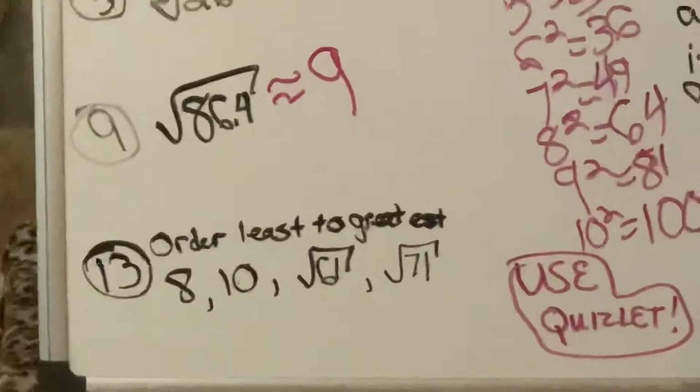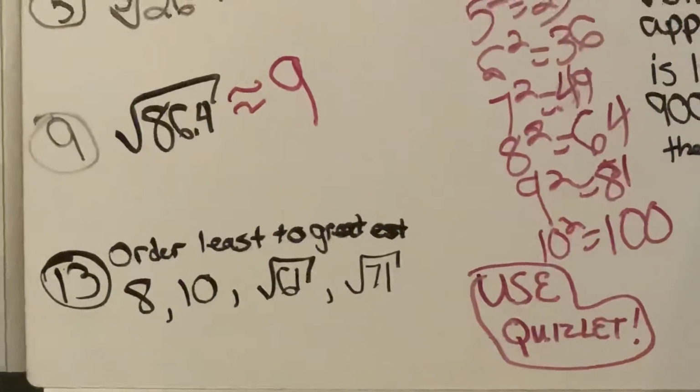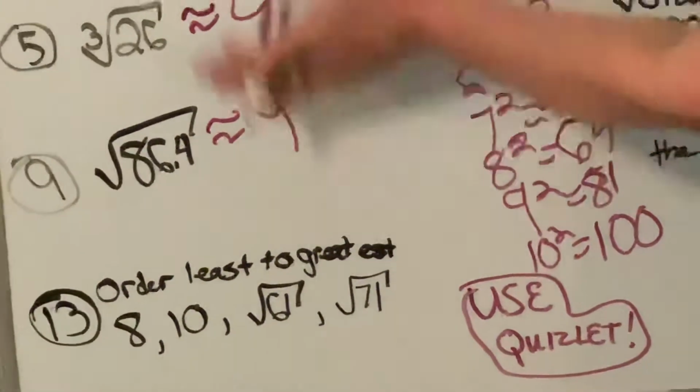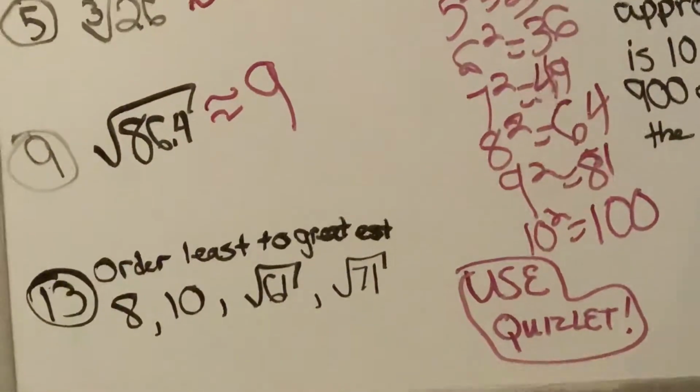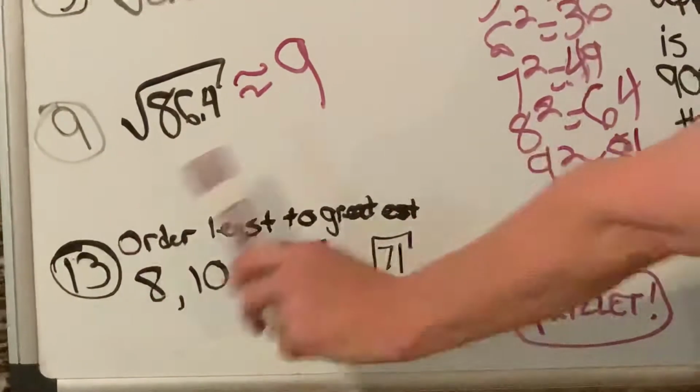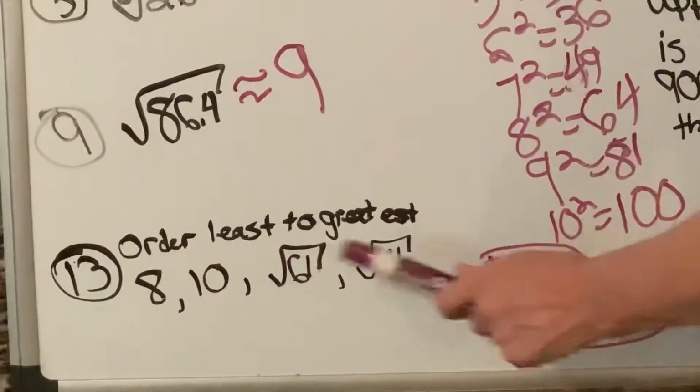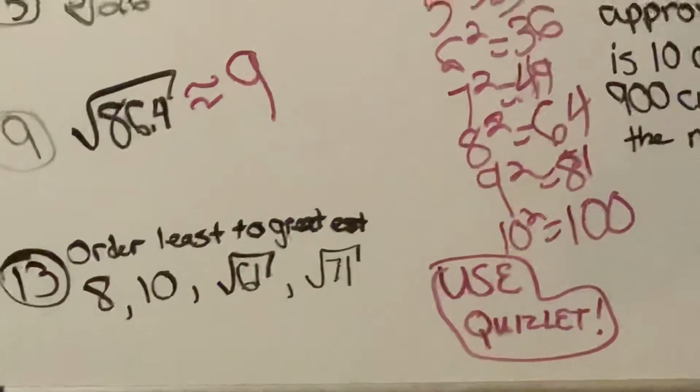All right, so you should be able to do that section. These all came from the top section. Then the next section is to order them from least to greatest. Well, we already have 2 that are integers, so we don't have to worry about those. We just have to worry about these 2.